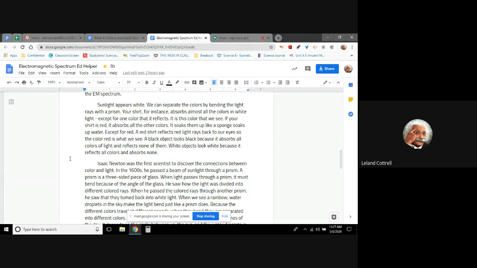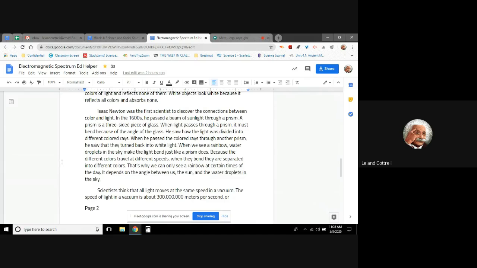Sunlight appears white. We can separate the colors by bending the light rays with a prism. Your shirt, for instance, absorbs almost all the colors in white light except for one color that it reflects. It is this color that we see. If your shirt is red, it absorbs all the other colors. It soaks them up like a sponge soaks up water, except for red. A red shirt reflects red light rays back to our eyes, so the color red is what we see. A black object looks black because it absorbs all colors of light and reflects none of them. White objects look white because they reflect all colors and absorb none.